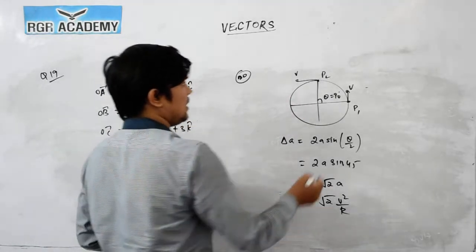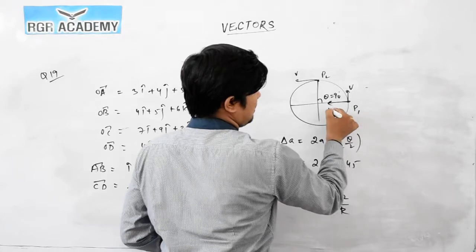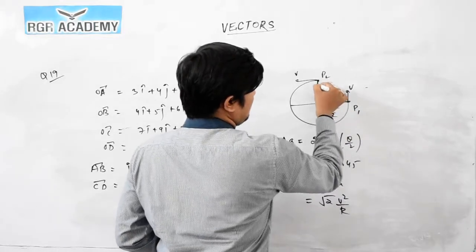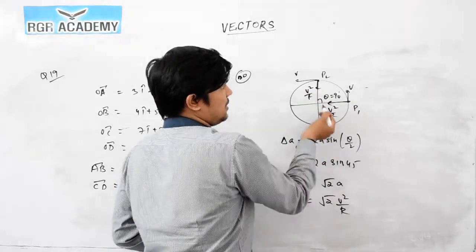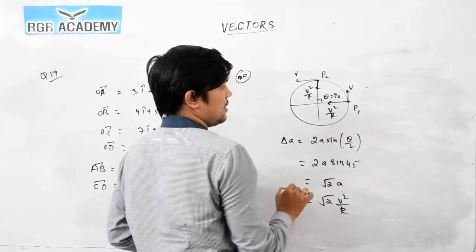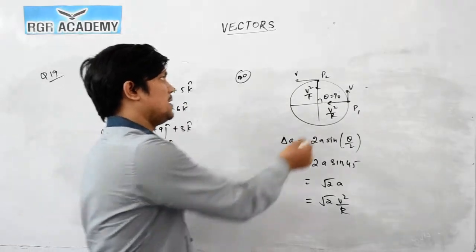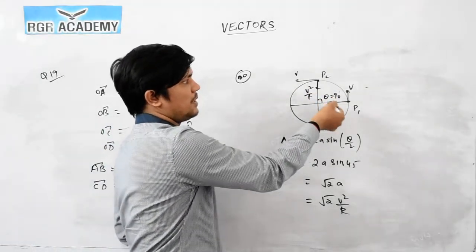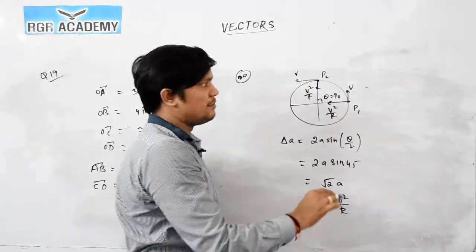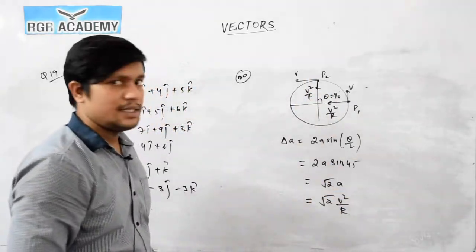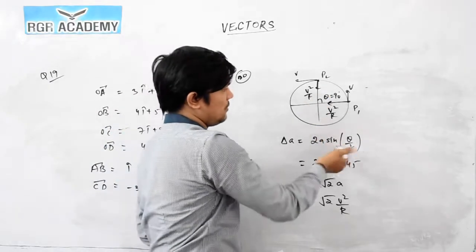Because in this case the particle has acceleration in this direction, that is V square by R, and in this case the acceleration is in this direction, that is V square by R. The change is A final minus A initial. As the speed is constant, the particle is performing uniform circular motion, so it has only centripetal acceleration and no tangential acceleration. So you can solve it that way too, even if you don't know this formula.